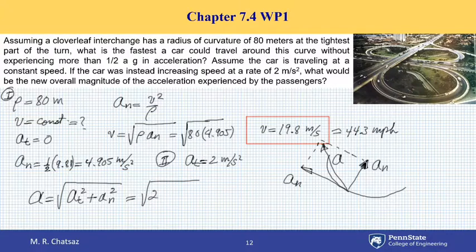which gives me the square root of 2 squared plus 4.905 squared. Taking a calculator and doing the numerical calculation, we have a total magnitude of 5.3 meters per second squared.